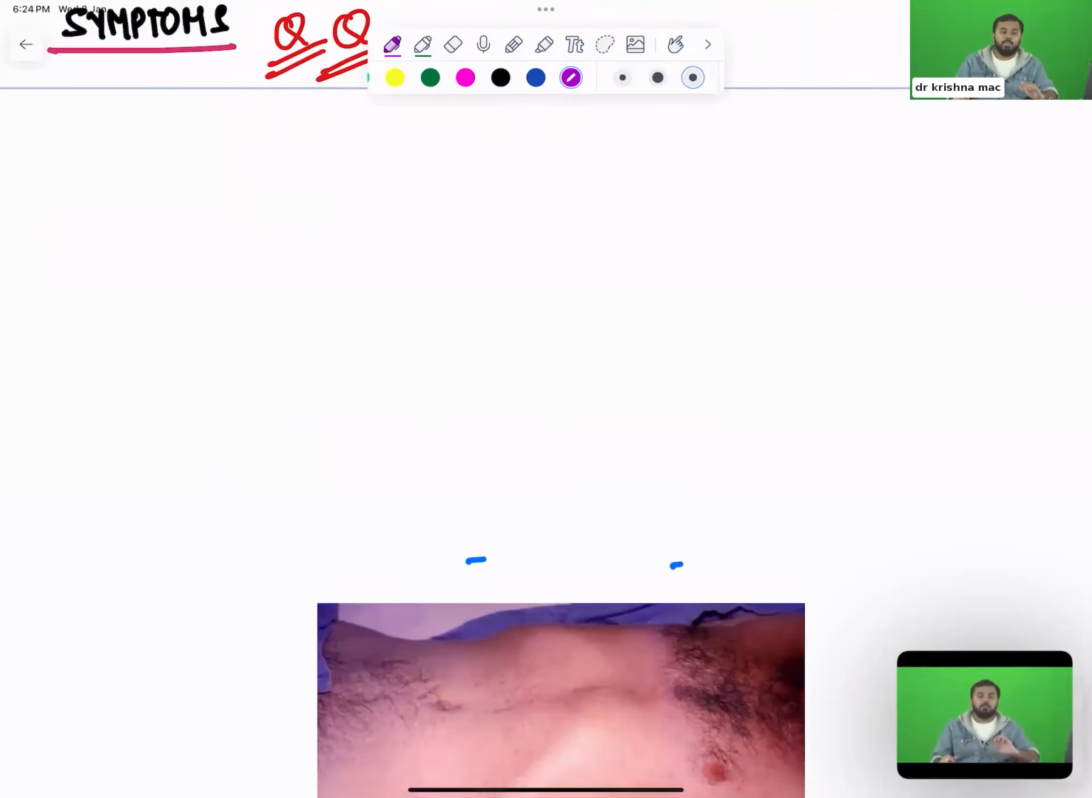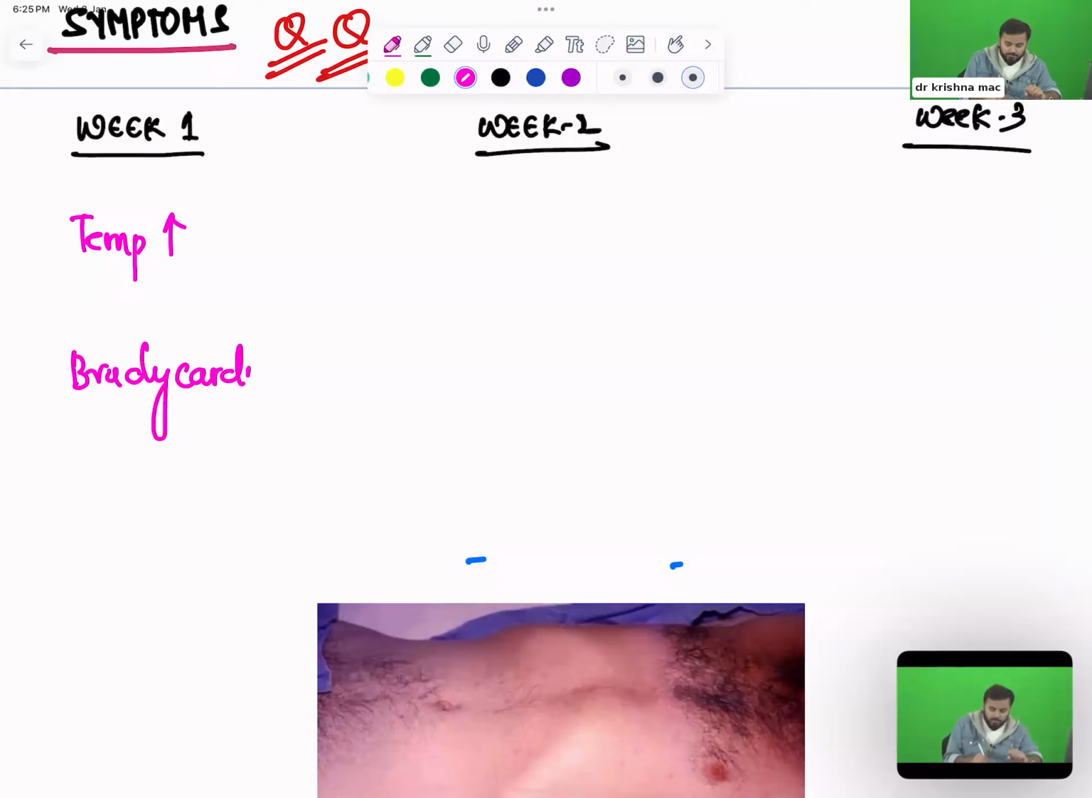Week 1, what will happen is that slowly the temperature of the patient increases. Obviously, when any bacteria enters your body, temperature will rise. So in these patients also, the temperature starts to increase. Not only does the temperature increase, even the heart rate is reduced. Reduction in heart rate is called what? Bradycardia.